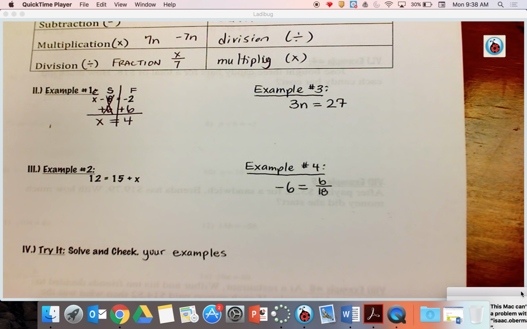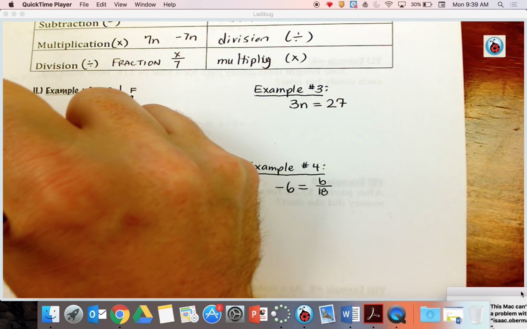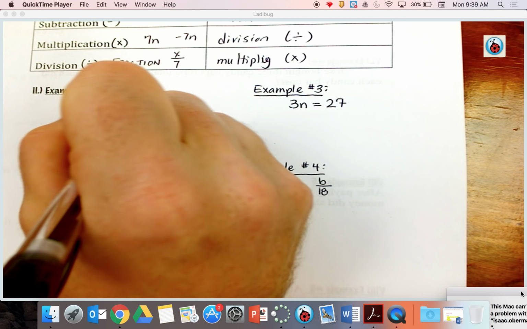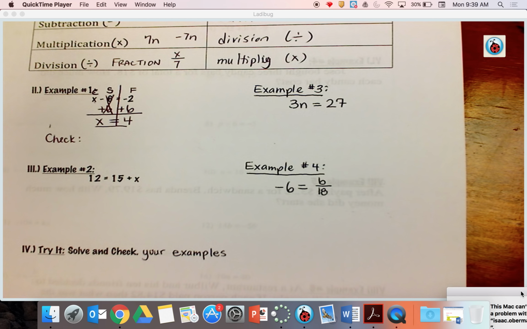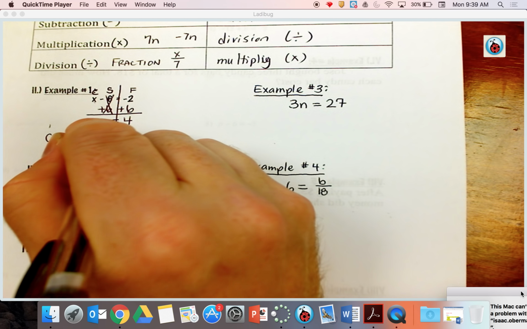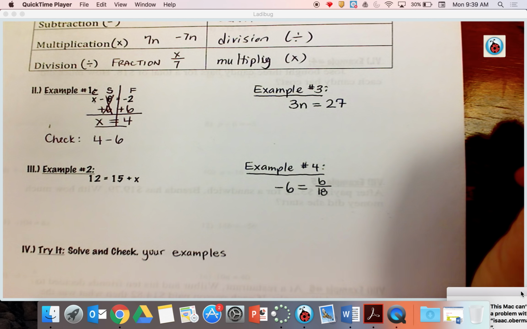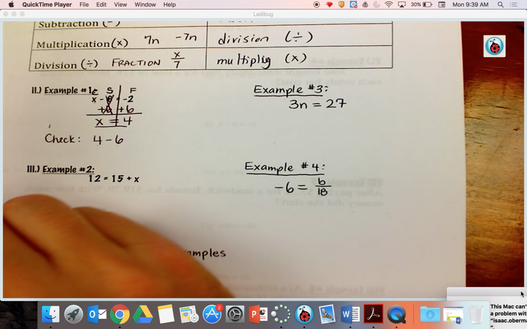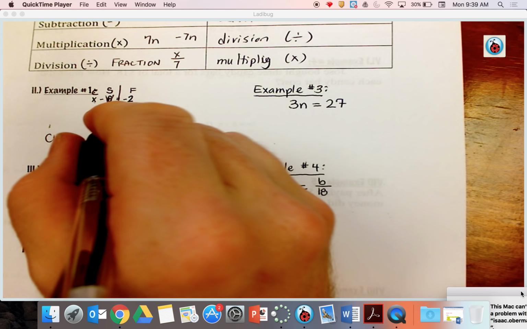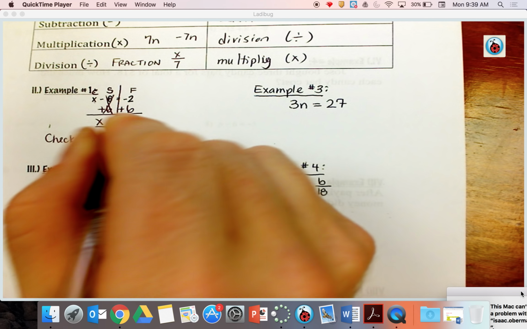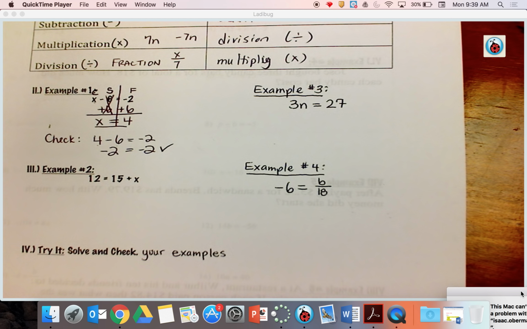So to check my answer, I'm going to put the 4 back in for the x value. I'm going to check it by doing 4 take away 6, and let's see what that gives me. If I put that in my calculator, 4 minus 6 gives me a negative 2, which is the same as the negative 2 that I have there. So I'm good to go.